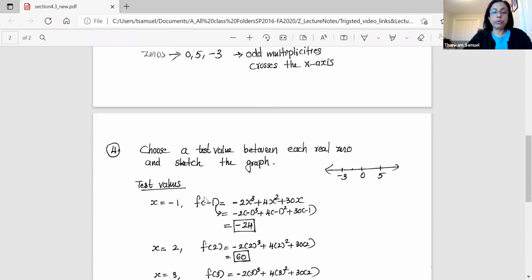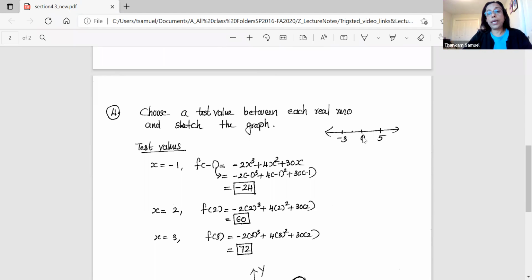Now the last step is to choose a test value between each real zero. We know that the real zeros are -3, 0, and 5. For convenience, I plotted this on the number line. We need to choose a test value between each real zero. The advantage of finding these test values is to see how high the graph will go or how low the graph will go. So let's take a test value between these points. For example, just take -1.